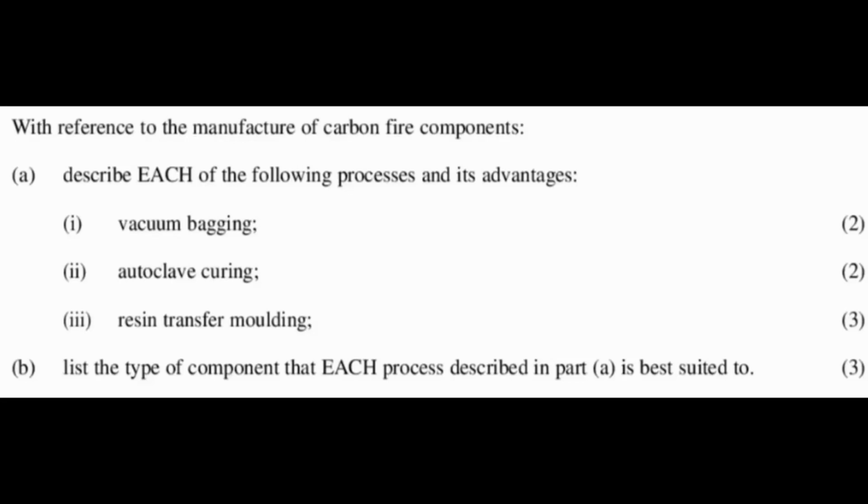With reference to the manufacture of carbon fibre components. A. Describe each of the following processes and its advantages. 1. Vacuum bagging. 2. Autoclave curing. 3. Resin transfer moulding. B. List the type of component that each process described in Part A is best suited to.